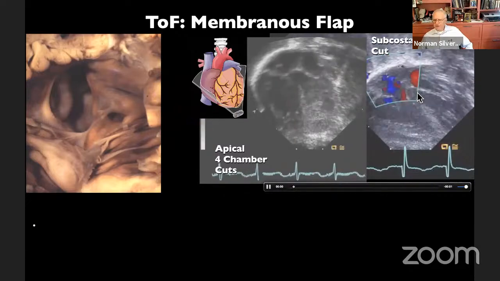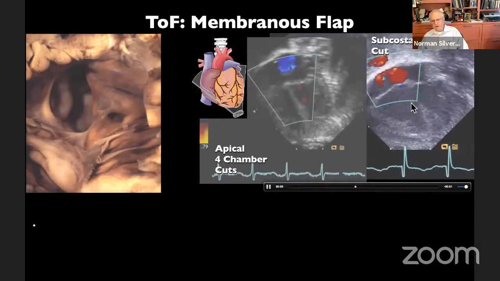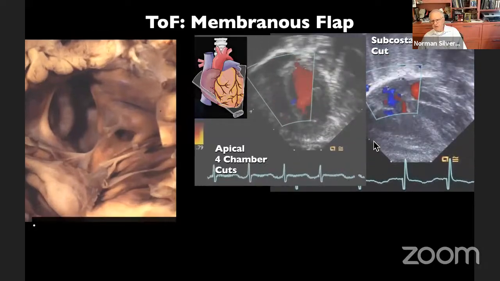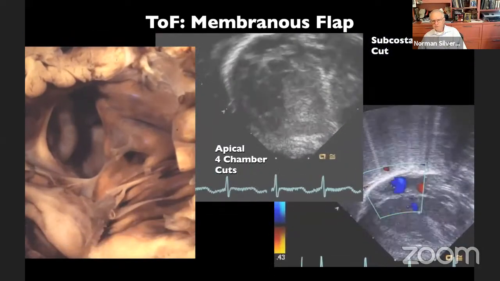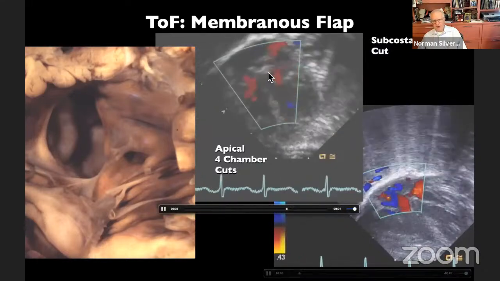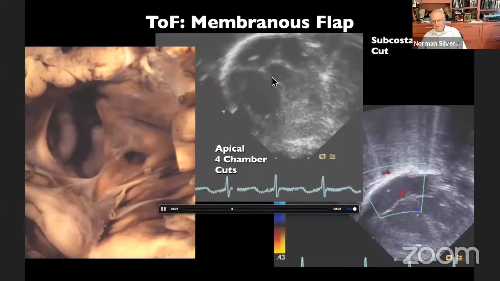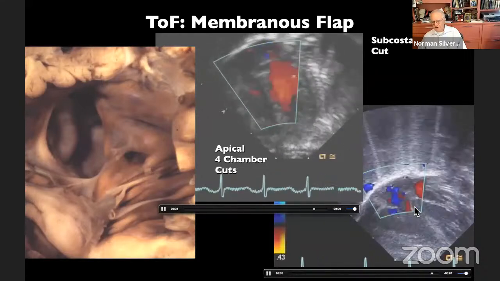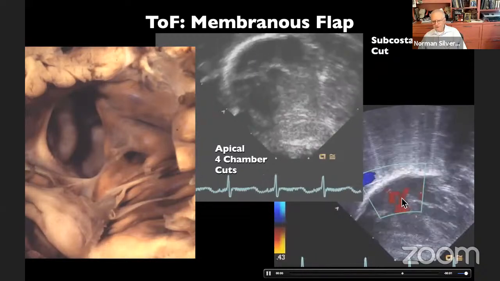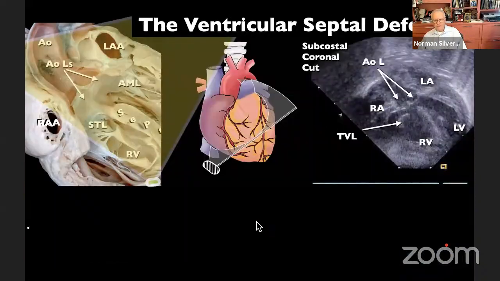So this defect extends into the inlet, as it does in approximately 70% of cases of tetralogy of Fallot. So the valve leaflets are on the same line, they have fibrous continuity, and the defect extends into the inlet septum, and again, the leaflets are on the same level. So that suggests an interventricular communication.